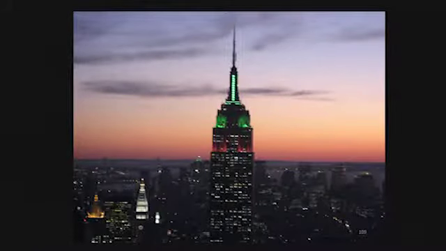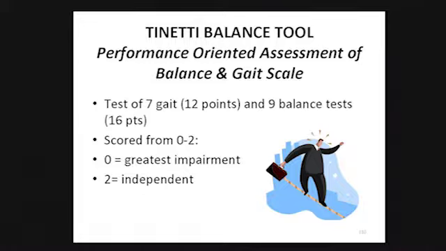Now, a little Empire State Building, or I'm coming here from New York. How about the Tinetti? This is a favorite because now we're adding not only items from the Burke that may be included here, but you're adding gait. So we're testing 7 gait items for 12 points and 9 balance tests for 16 points. The score on the Tinetti is from 0, reflecting the greatest impairment, to 2, independent.